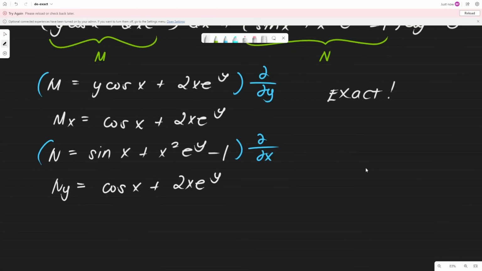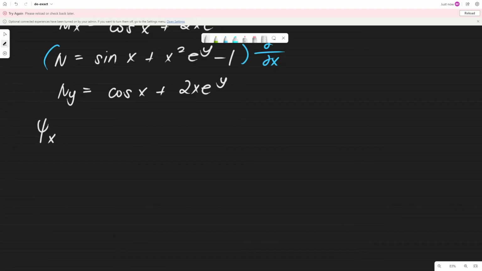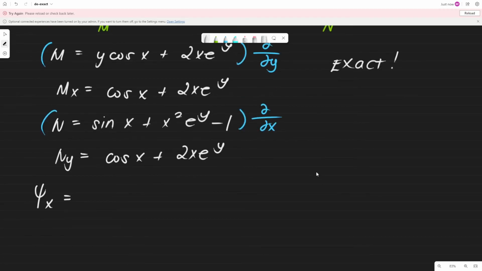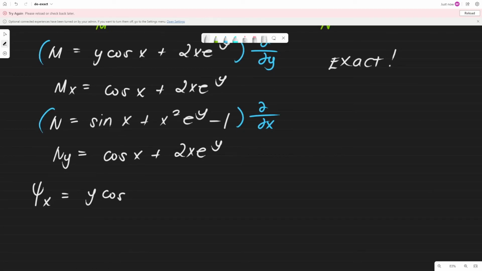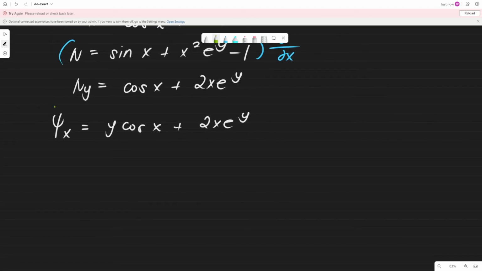So we have psi sub x equal to the value of M itself. So we have y cos x plus 2x e raised to y. Guys, it is not equated to partial x of M, but to M itself. So let's get the antiderivative with respect to x, since it is a partial x. We'll have psi equal to y sine x plus x squared e raised to y.